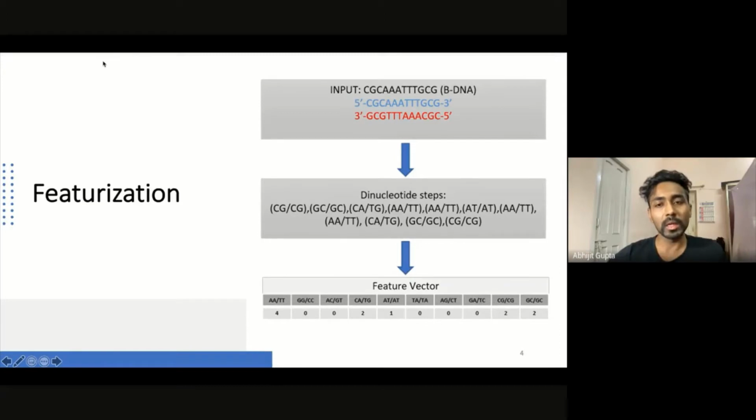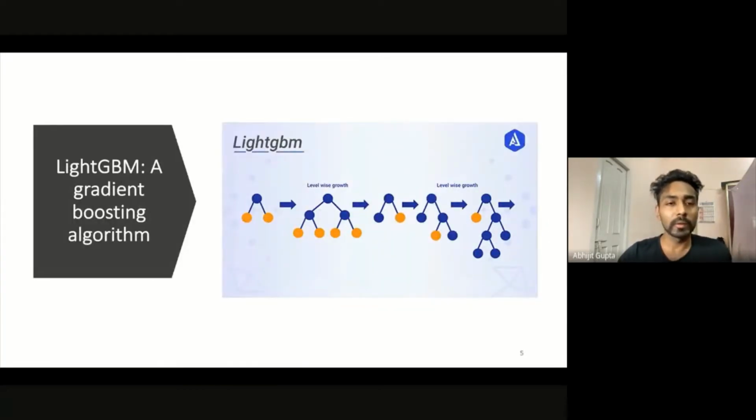For the feature, we choose the number of the dinucleotide steps in the DNA. As you could see for this particular example, we just collect the count of the respective dinucleotide step and make them a feature vector. So it's a 10-dimensional feature vector using integers as the feature representation. We tried a host of different machine learning algorithms, and finally we found that LightGBM, which is a variant of gradient boosting algorithm, performed the best and was fast.